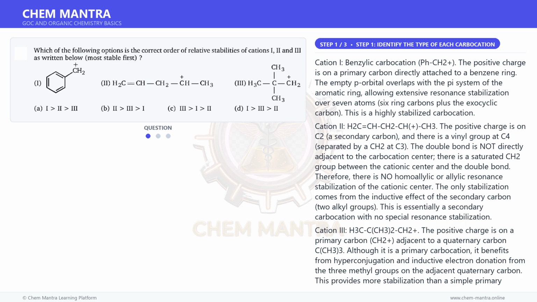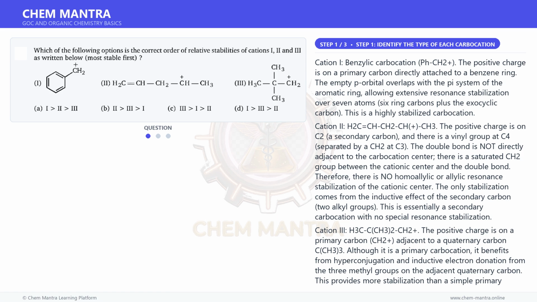Cation I, benzylic carbocation, Ph-CH2+. The positive charge is on a primary carbon directly attached to a benzene ring. The empty p orbital overlaps with the pi system of the aromatic ring, allowing extensive resonance stabilization over 7 atoms, 6 ring carbons plus the exocyclic carbon. This is a highly stabilized carbocation.